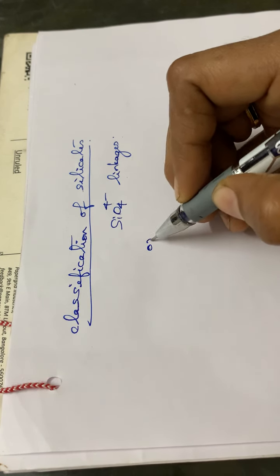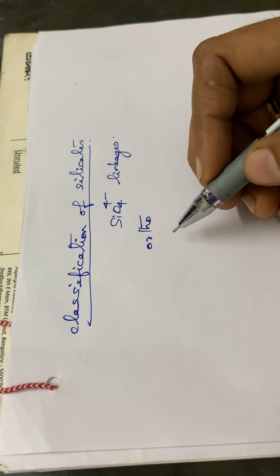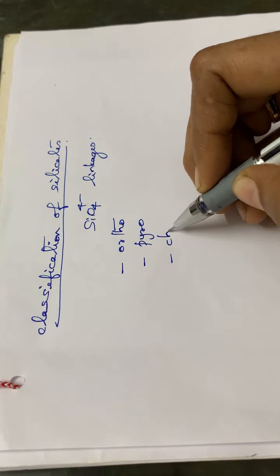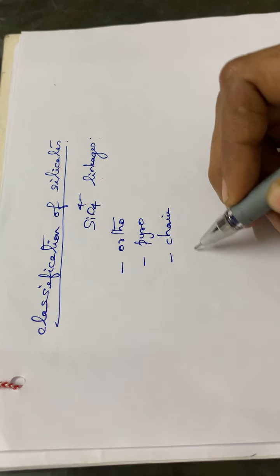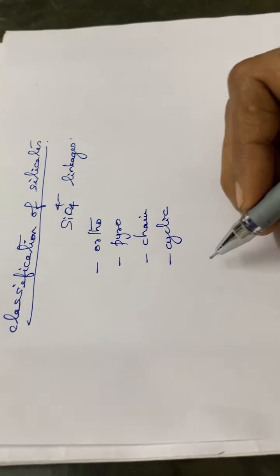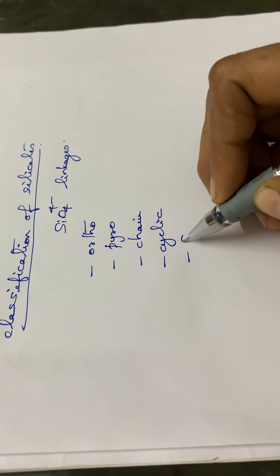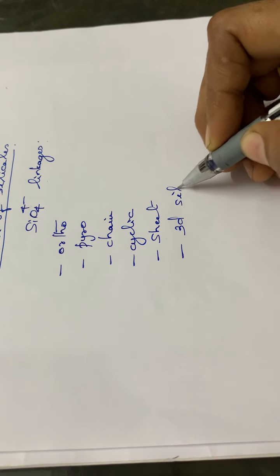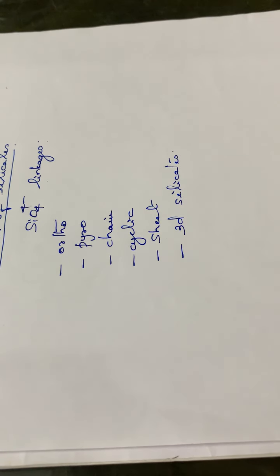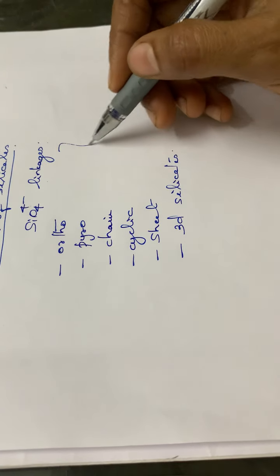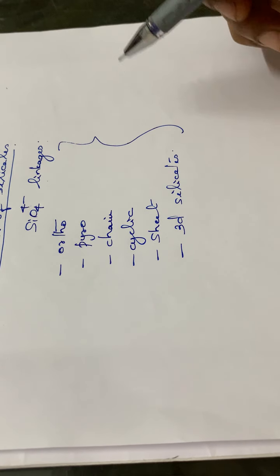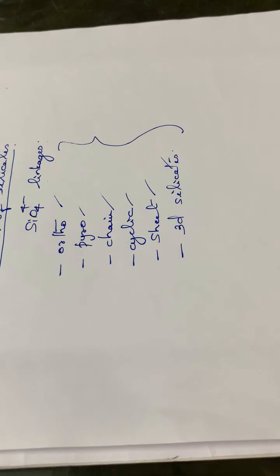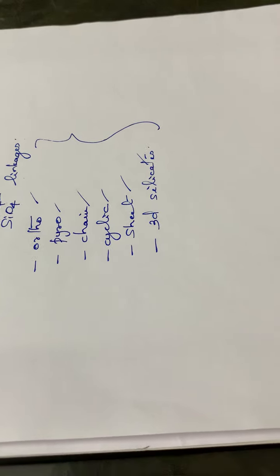The first classification is orthosilicate, then pyrosilicate, then chain silicate, then cyclic, then sheet silicates, then three-dimensional silicates. So these are the different categories of silicates: ortho, pyro, chain, cyclic, sheet and 3D silicates. Then we can go through each of these classifications one by one.